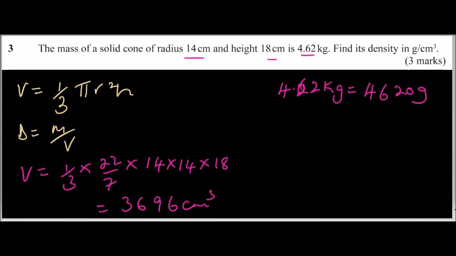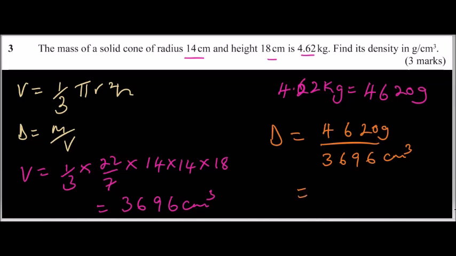Now we have the volume and we have the mass. So what we find now is the density, which we have said is mass over volume. The mass is 4,620, that is in grams, and the volume we got is 3,696 centimeters cubed. When you use your calculator, you get 1.25 grams per centimeter cubed. So that's how you get the density.